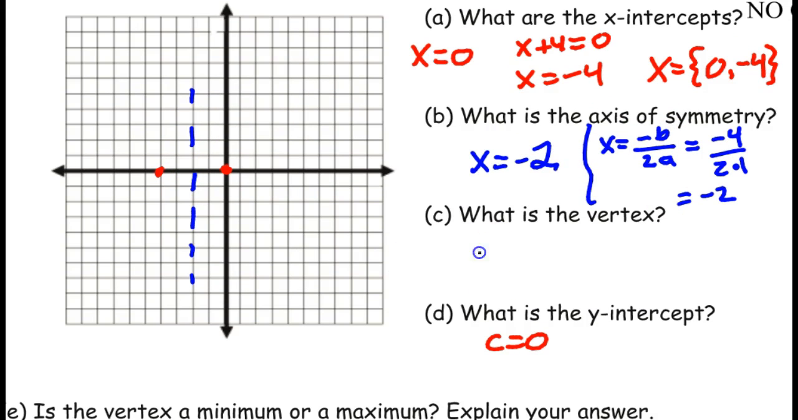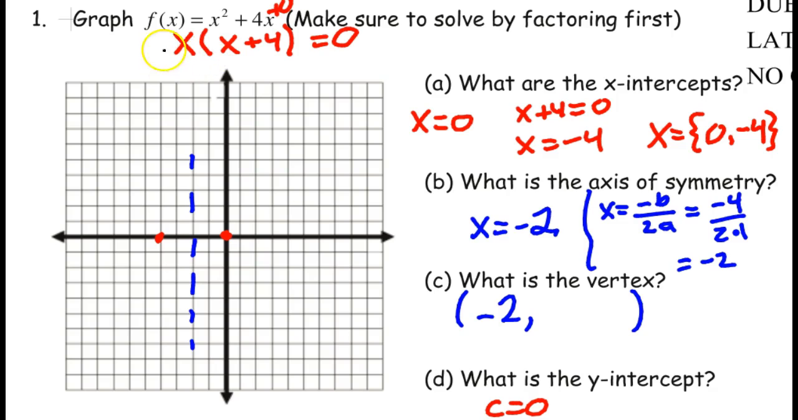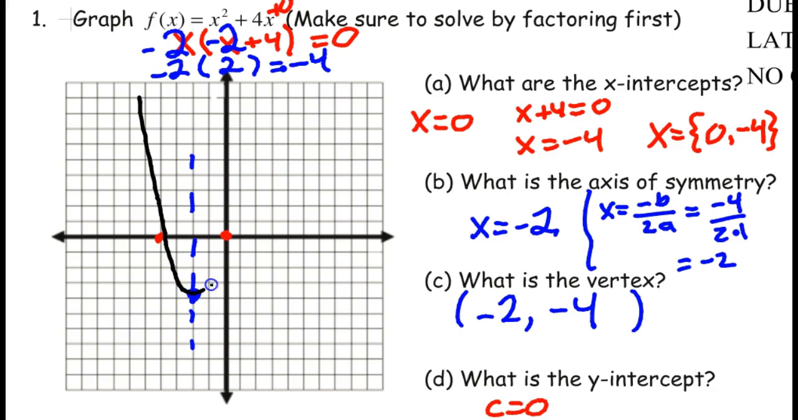Okay? So the vertex is going to be negative 2 comma something, and just plug it back in into here. So we'll have negative 2 for x. So it'll be negative 2 times 4 minus 2, which is 2. We'll get negative 4. So we know the vertex is at negative 2 comma 1, 2, 3, negative 4 right here. And that's good enough for our graph right now. If you want to plug in more numbers and do a table, you can be more precise, but this is going to be good enough.